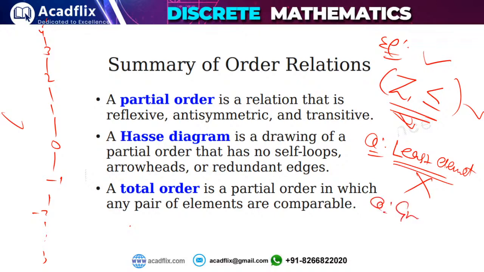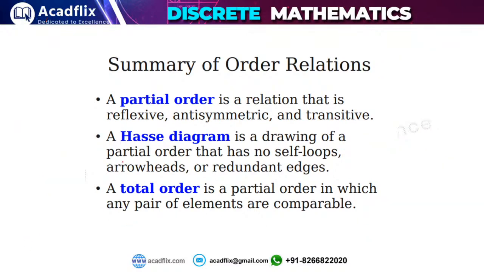Similarly, if I ask you what is the greatest element, it does not exist, because you will just keep on going upward. After 4 there will be 5, after 5 there will be 6, and so on. So there is no least element and no greatest element. This is how you can find all these things.